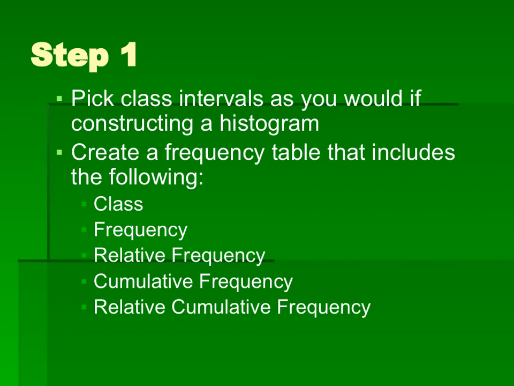So the first thing you're going to do is pick class intervals just as you would if you were constructing a histogram. If you're looking at the example in your notes, we're going to talk about president ages at inauguration. You can see that the class intervals that we've chosen are 40 to 44 years of age, 44 to 49, and so forth and so on. You'll create a frequency table that includes all of those vocab words that we just went over. And you'll see that I already have those columns outlined for you in your notes.